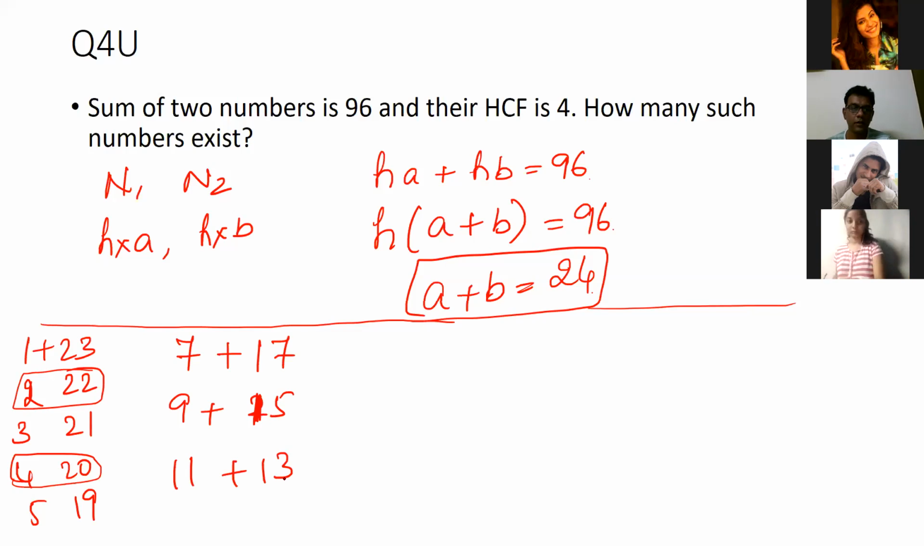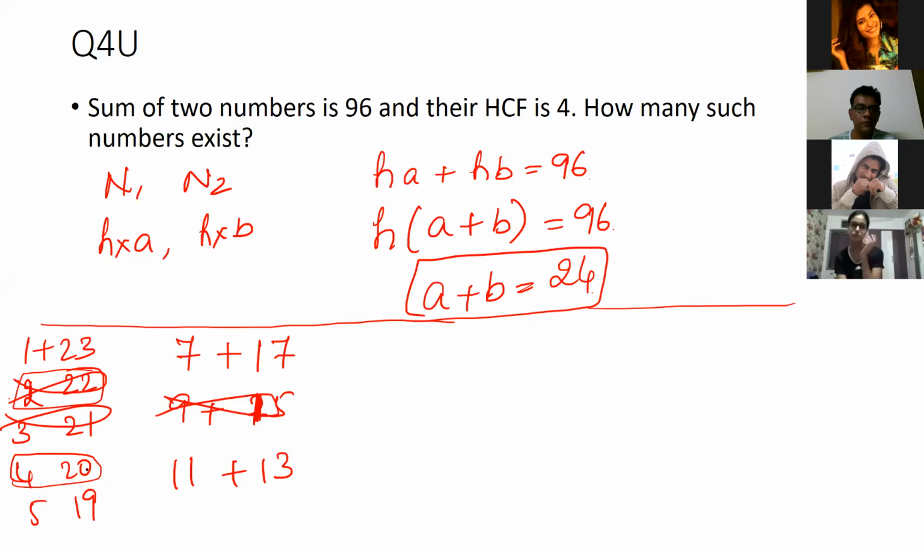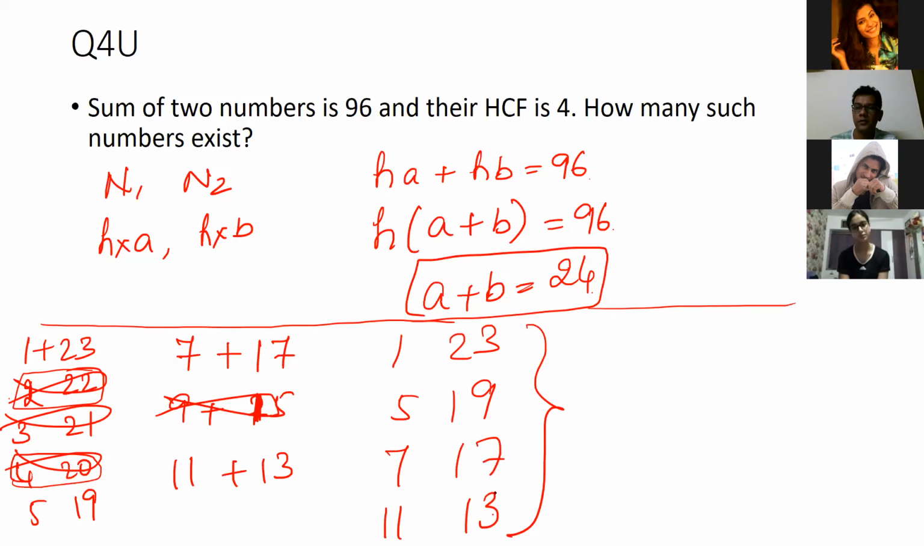Now the common factor. 9 and 15, do they have a common factor? Yes, 3 is a common factor between them. 2 and 22 have a common factor. 3 and 21 have a common factor. 4 and 20 have a common factor. What doesn't have a common factor? 1 and 23, 5 and 19, 7 and 17, 11 and 13. These are the values which do not have a common factor. Now what are these values? These are the values of A and B.